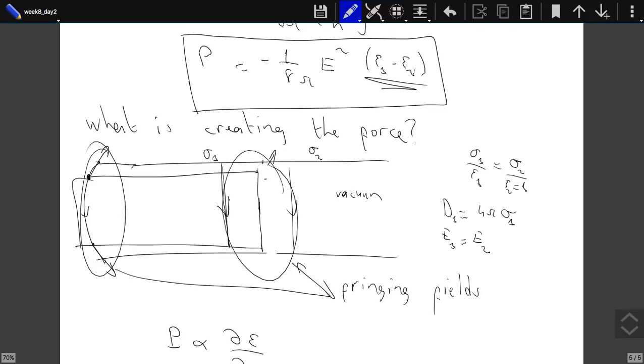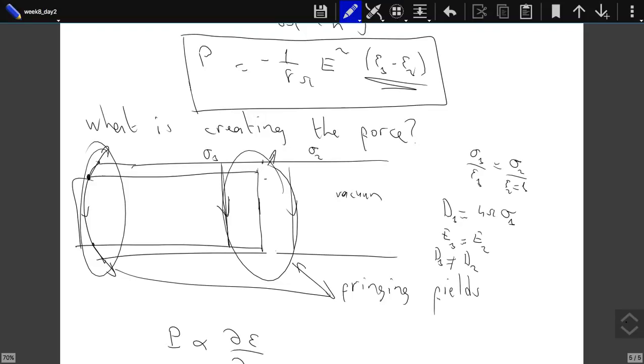You see, the displacement fields are different. The displacement field in region 1 is not equal to the displacement field in region 2. Because the total electric field receives two contributions: one from the sigmas, two from the polarizations. So in region 1 we have the polarization, in region 2 we don't have the polarization. And polarization tends to reduce the electric field.